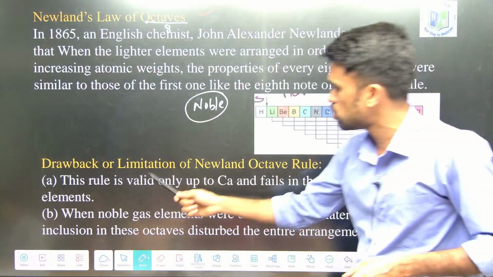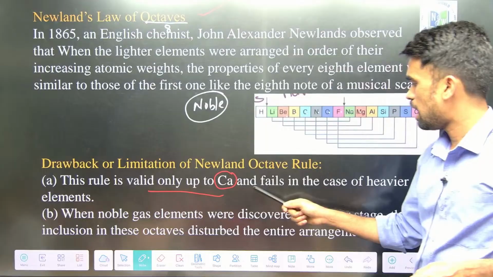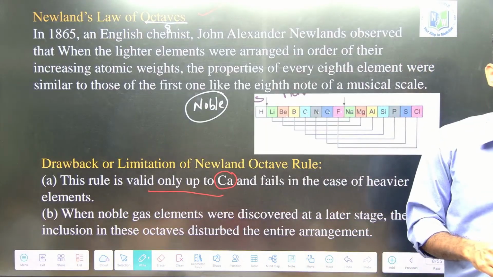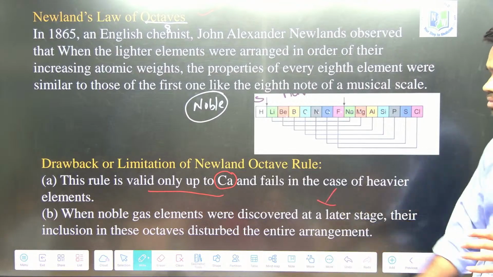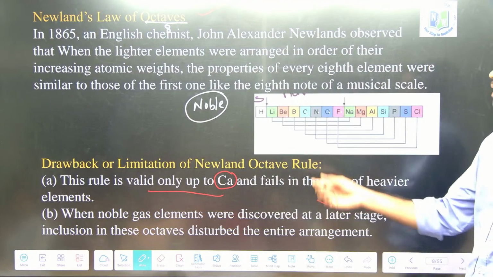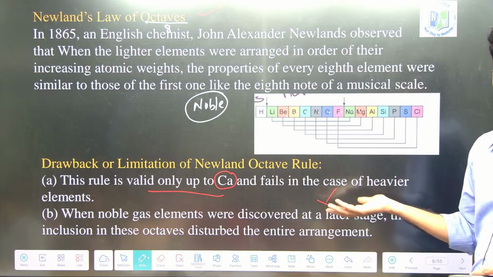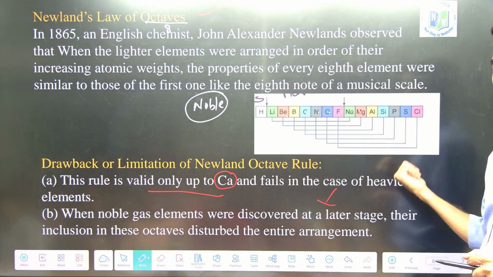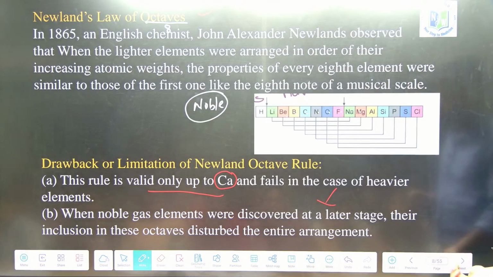Now, what are the drawbacks? This rule is applicable only up to calcium, and after that it fails in the case of heavier elements. It means it is applicable only for a few set of elements, up to 20 elements. Later it failed. So it is also not an exact way to classify the elements.